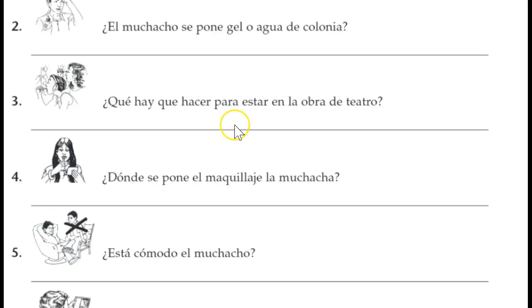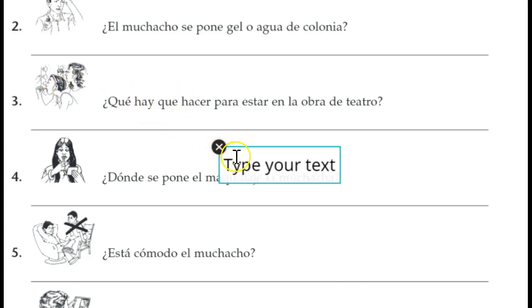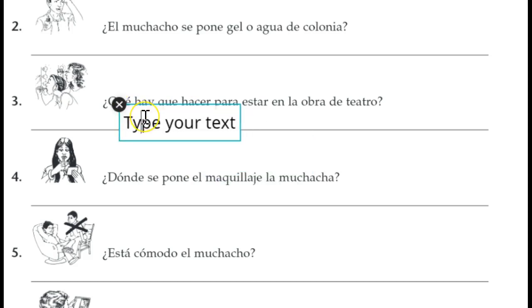Se pone gel. 3. ¿Qué hay que hacer para estar en la obra de teatro? What do you have to do to be in the play? Hay que prepararse, ¿no? They're getting ready, aren't they? Hay que prepararse. You must get ready. One must get ready. We've had the expression hay que before. You got to get ready.